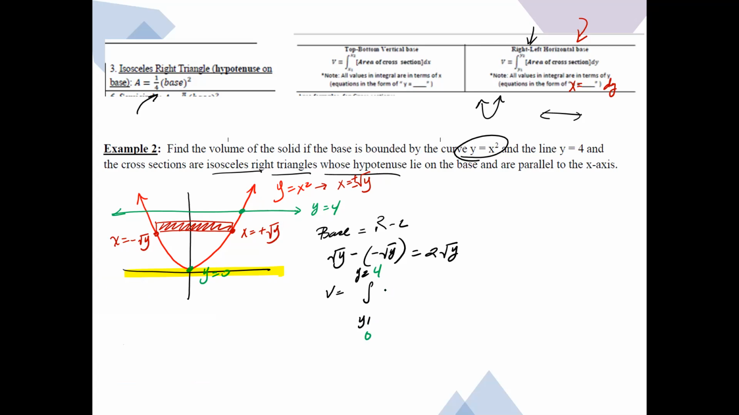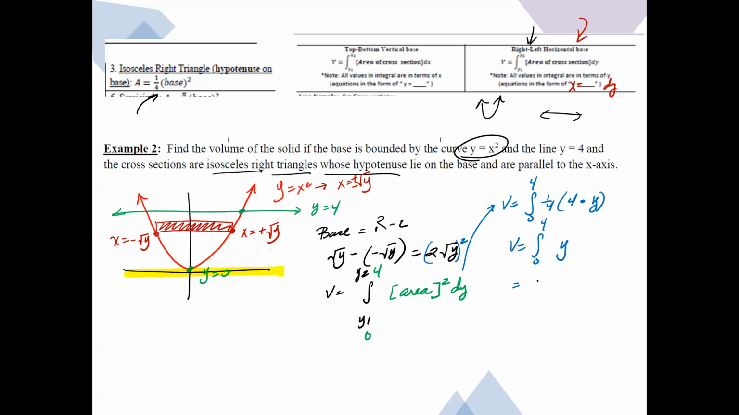All right, so I have 0 to 4, and then it's going to be the area, dy. Let's substitute everything in. Volume equals the integral from 0 to 4. Your area is 1/4 base squared, so 1/4, and your base is 2 square root y. If I square that, it is going to be 4 times y. If I evaluate this, it's going to give me just y.